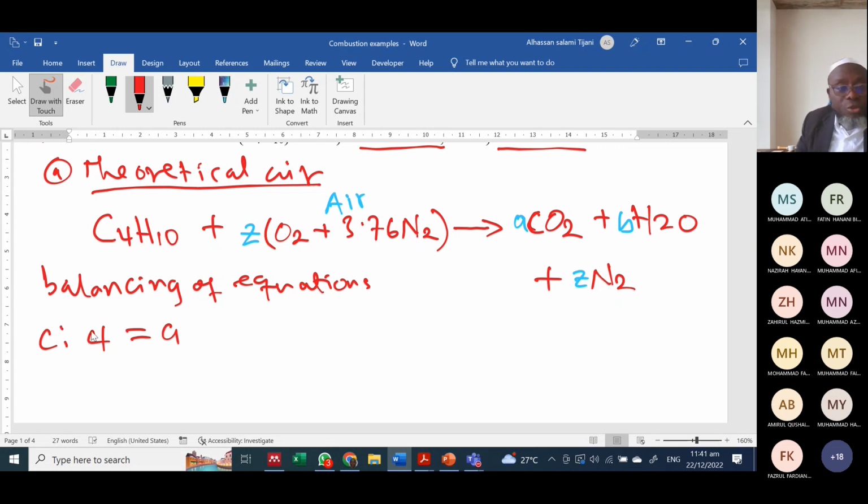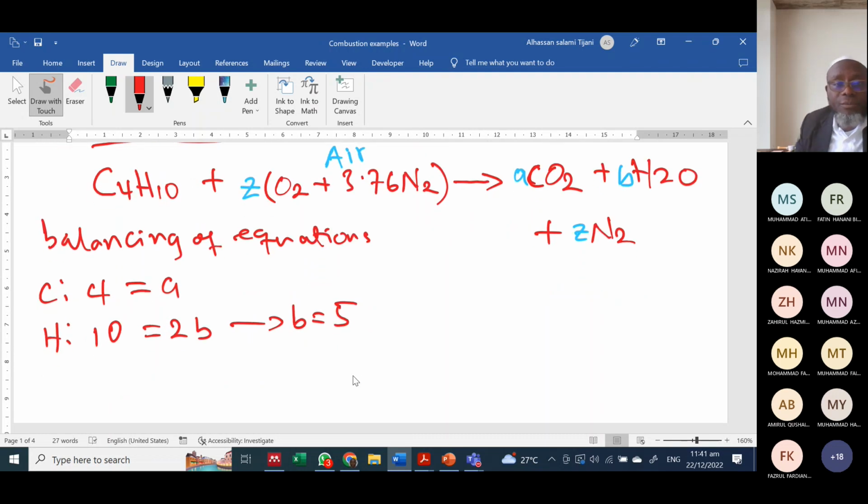Then we move on to hydrogen. If we balance hydrogen, how many atoms of hydrogen do we have? We have 10 at the reactant side, and at the product side, we have hydrogen 2 over here times B. So we have 2B. So now this gives us 2B equals 10. This gives us B equals what? 5. Okay, I hope you are following what I'm doing.